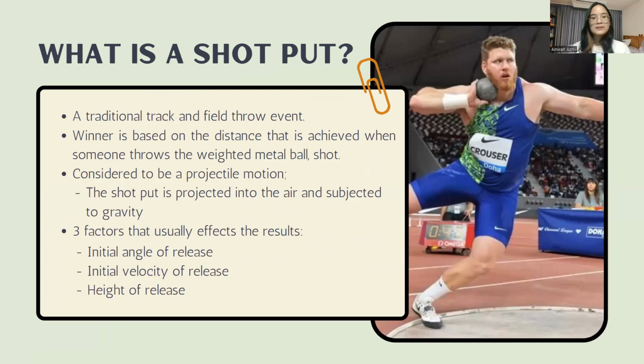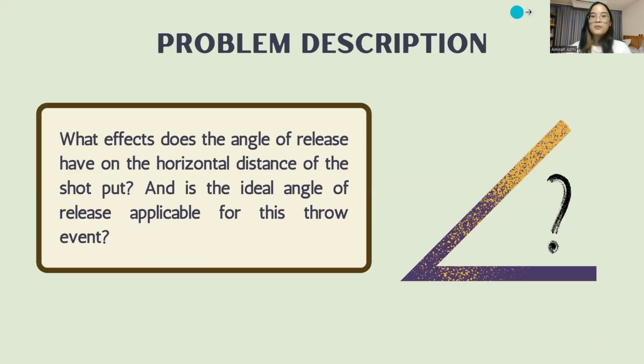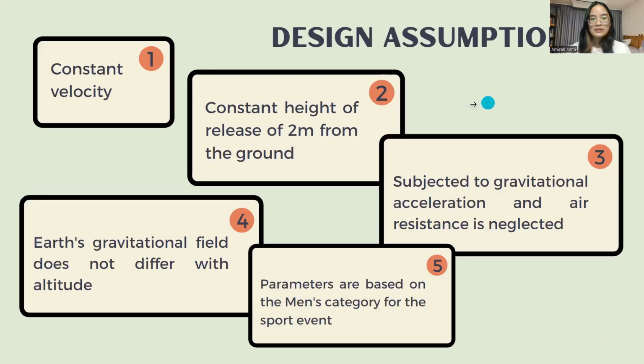And it is considered to be a projectile motion because the shot put is projected into the air and it is subjected to gravity. The three factors that usually affect the results are the initial angle of release, the initial velocity of release, and also the height of release. My problem description is: what effects does the angle of release have on the horizontal distance of the shot put? And is the ideal angle of release applicable for this throw event? So we will be discussing that.